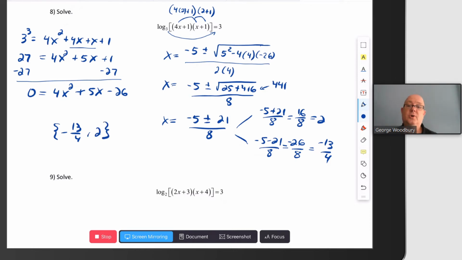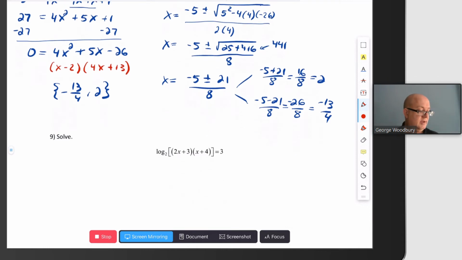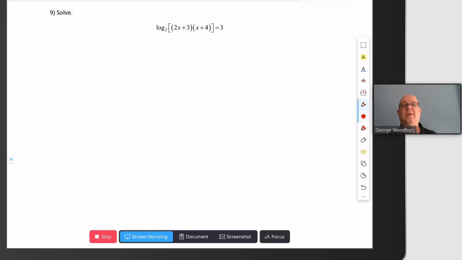The other one, oh, and by the way, let me just say, I knew it factored. If we had been able to factor it, it would have been x minus 2 times 4x plus 13. And then we could have got our solutions directly from there. So if you can factor, the finishing steps are always faster. You just don't want to waste a lot of time trying to factor it. Problem 9, looks the same, but what's going to happen here, this one doesn't factor. The square root is not going to work out so cleanly. That's okay.